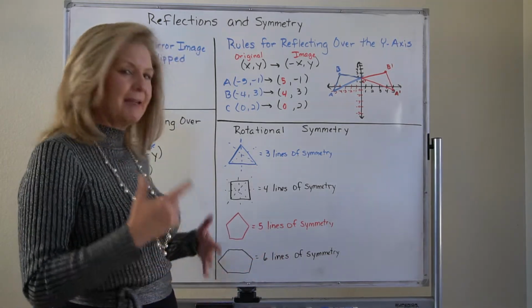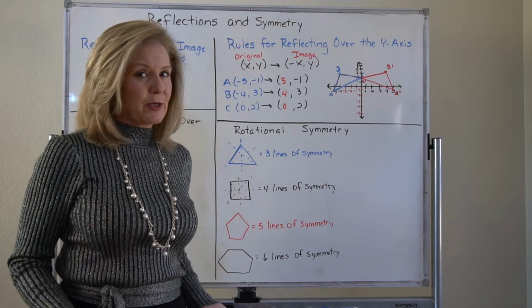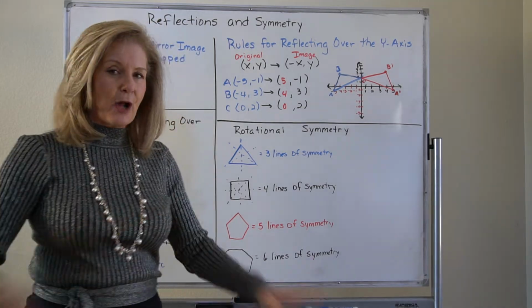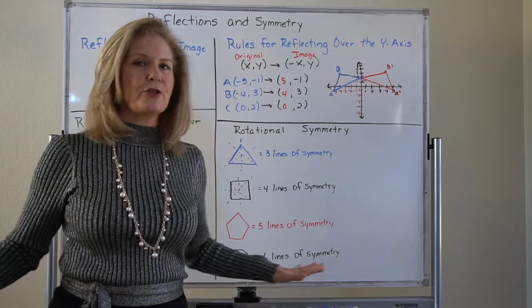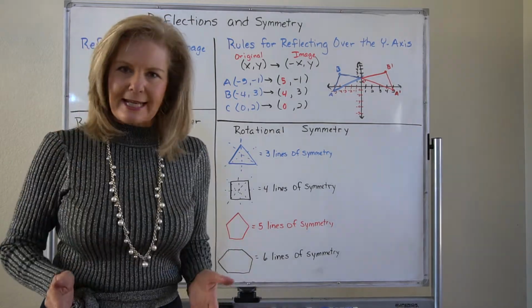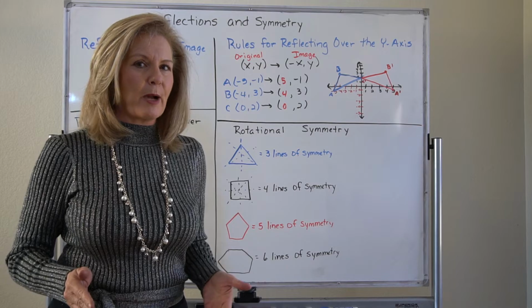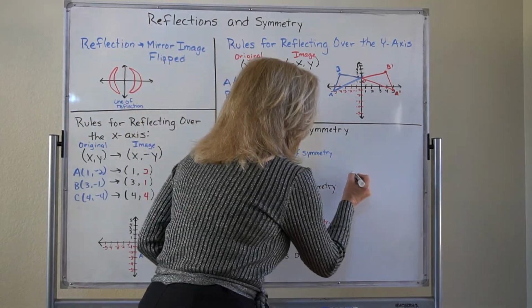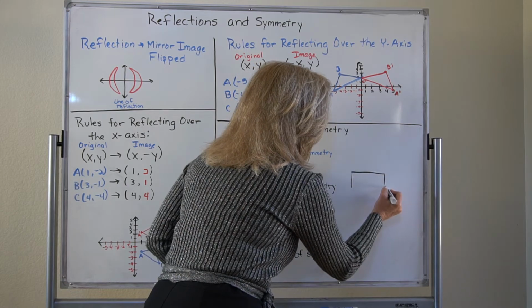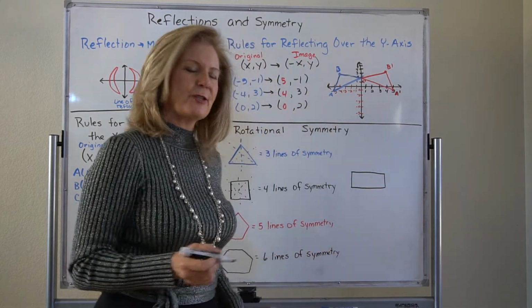Regular hexagon, 6 angles, therefore 6 lines of symmetry. That's all we have to remember. Now, it only works with regular polygons. You cannot do it with irregular. So a rectangle is an irregular polygon. A rectangle does not follow this rule because 2 sides are different lengths than the other 2 sides.